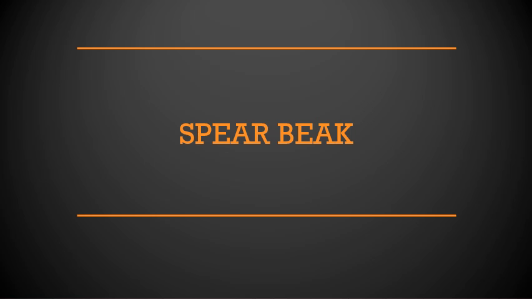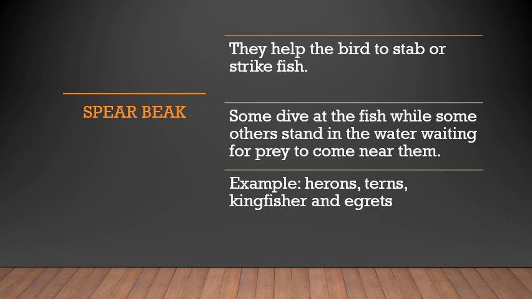Spear beaks means herons, terns, kingfishers, egrets, and other fish-eating birds have spear-like beaks. They help the birds to stab or strike the fish. Some dive at the fish while some others stand at the water waiting for the prey to come near them.